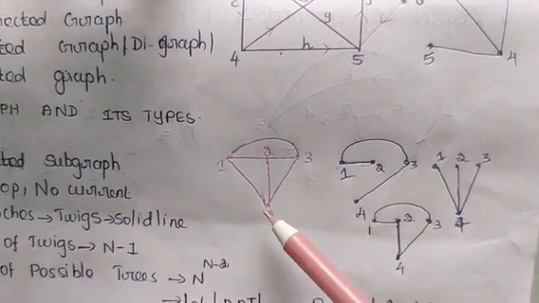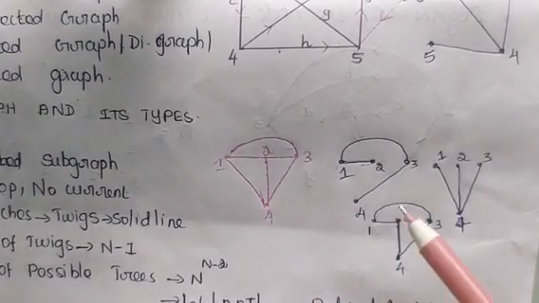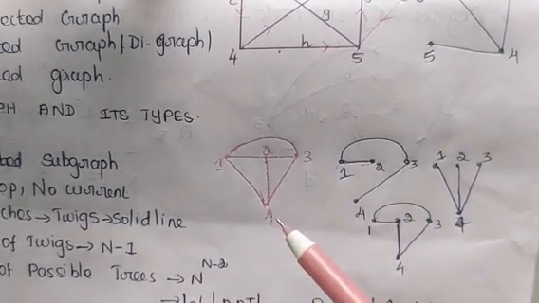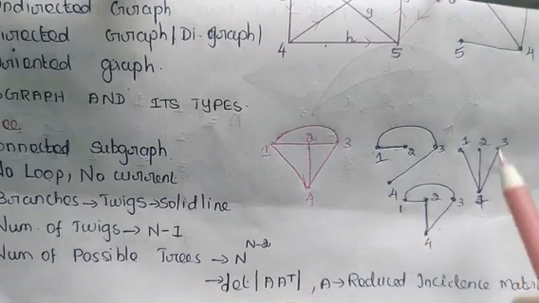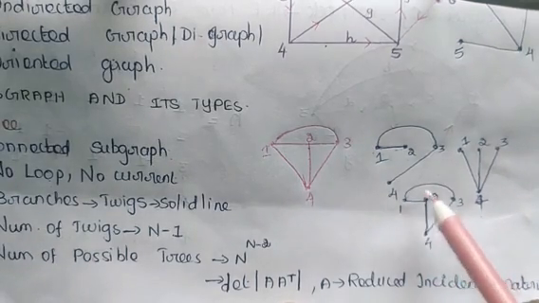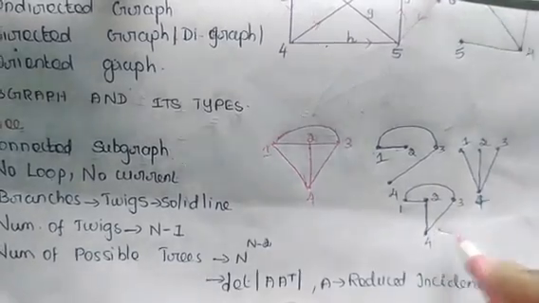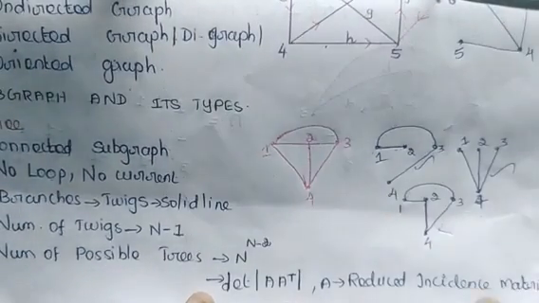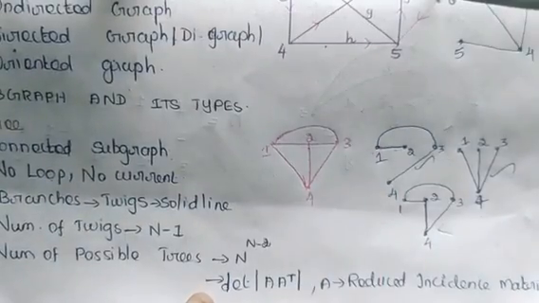For example, consider this graph. These three are subgraphs of this graph. All three are connected subgraphs, but in this case a loop is formed, so it is not a tree. These two are considered to be trees of the given graph.